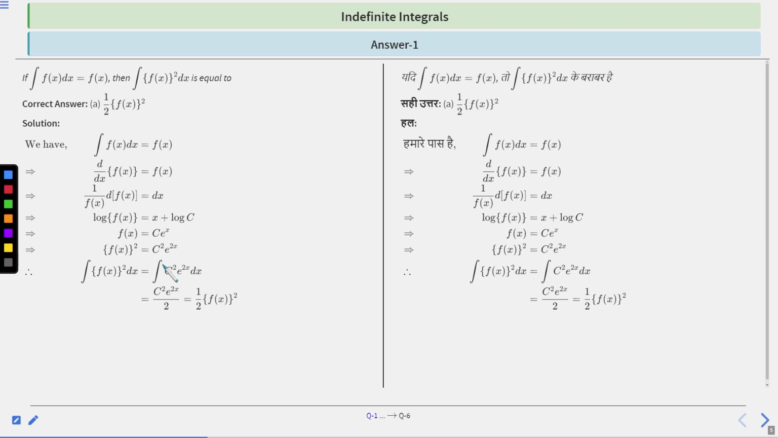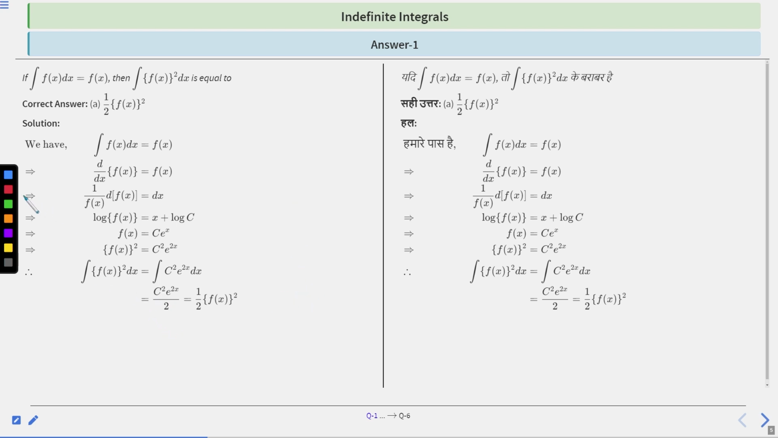So f(x) square will be c square e to the power 2x, right? Therefore, the integration of f(x) square dx will be the integration of c square e to the power 2x dx. Therefore, c square will be out. Therefore, the integration of e to the power 2x dx will be e to the power 2x upon 2, right? Therefore, the final answer will be c square e to the power 2x upon 2.